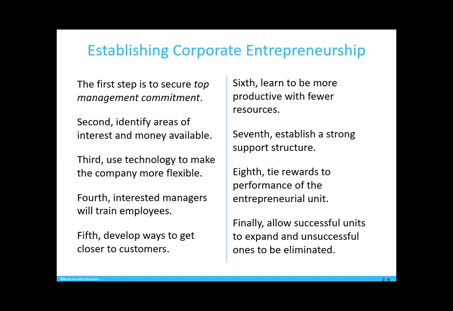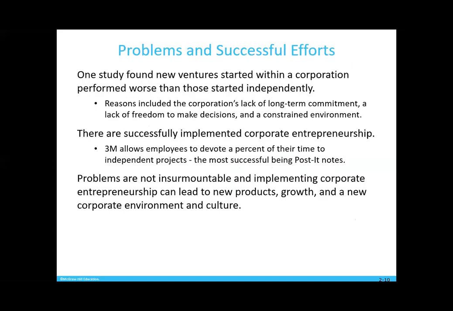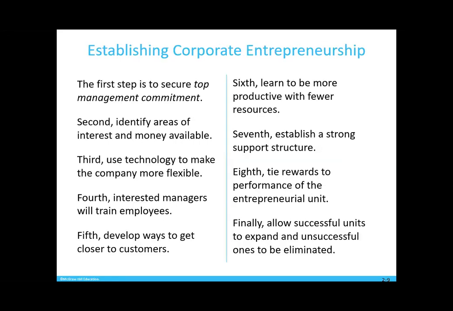And finally, allow the successful unit to expand and the unsuccessful one to collaborate. This is how the old corporation does it when it comes to their entrepreneurial unit. Now, excuse me, sir? Yes, sir. Sir, can you describe the last point? Okay, wonderful. Allow the successful unit to expand and the unsuccessful one to be eliminated.